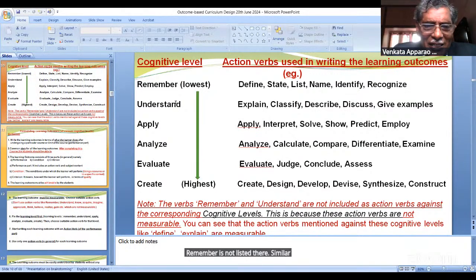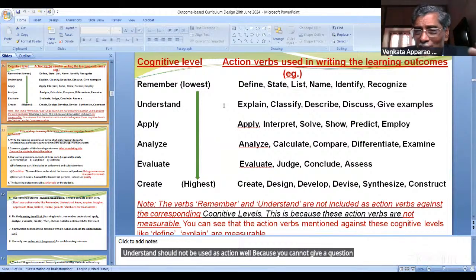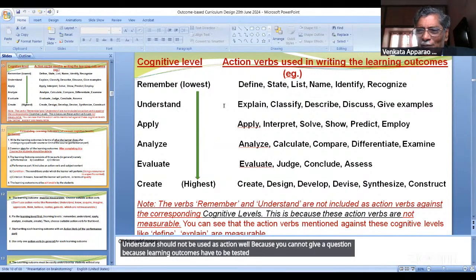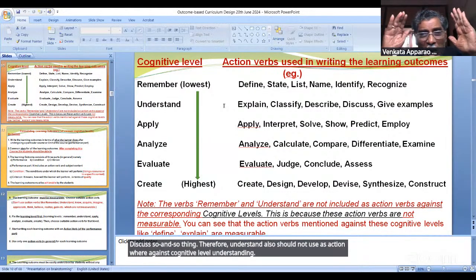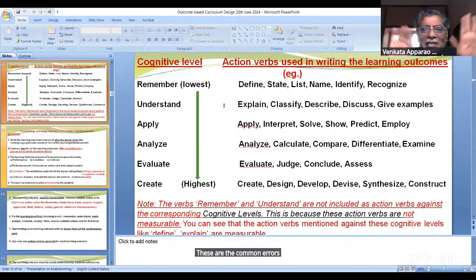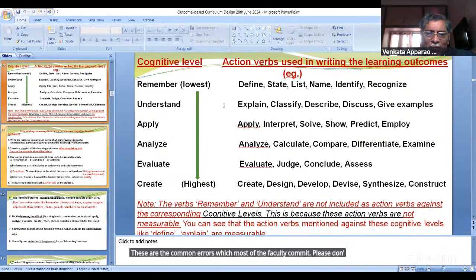Similarly, at understand level, understand should not be used as action verb because learning outcomes have to be tested in the form of questions. Can you give a question: understand so and so procedure? No. Explain so and so procedure. Discuss so and so thing. Therefore, understand also should not be used as action verb against cognitive level understand. These are the common errors which most of the faculty commit. Please don't commit that common error.